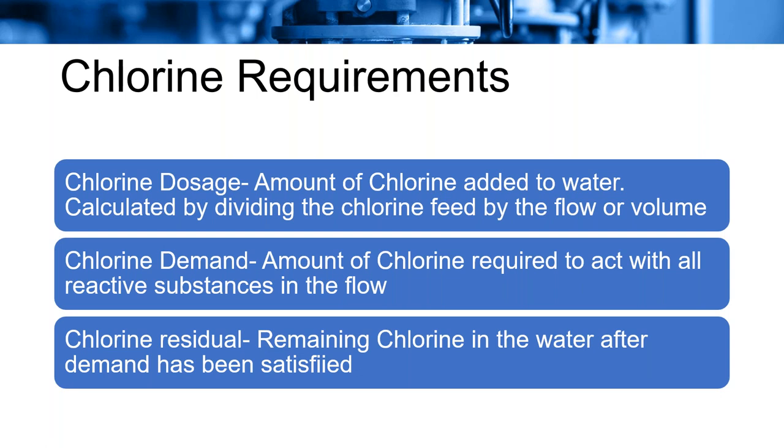Our chlorine residual is the remaining chlorine in the water after demand has been satisfied, and that is measured after treatment and measures what is left over after the chlorine demand is used up. The required residual is typically dictated by the treatment plant's NPDES permit and designed to remove a certain percentage of coliform bacteria and ensure that bacterial removal is met.